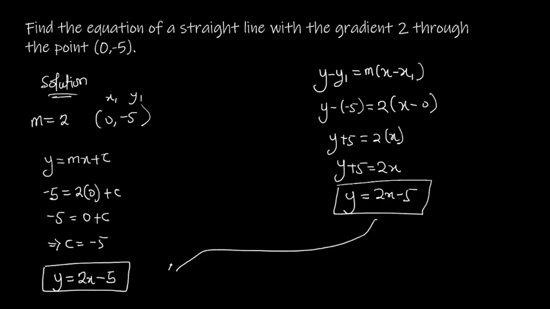Now you can see that these two equations are the same. So whether you decide to use the values to calculate the constant first and substitute it back into the expression to get the equation of the line, or you use the direct method where you just substitute your values and get your equation, you will get the same answer.